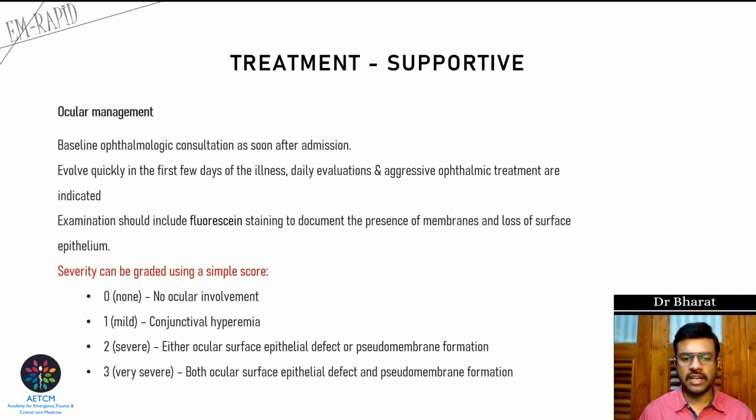Severity can be graded with a simple score: 0 with no ocular involvement, 1 mild with conjunctival hyperemia, 2 severe with either ocular surface epithelial defect or pseudomembrane formation, and 3 very severe where both ocular surface epithelial defect and pseudomembrane formation are present.